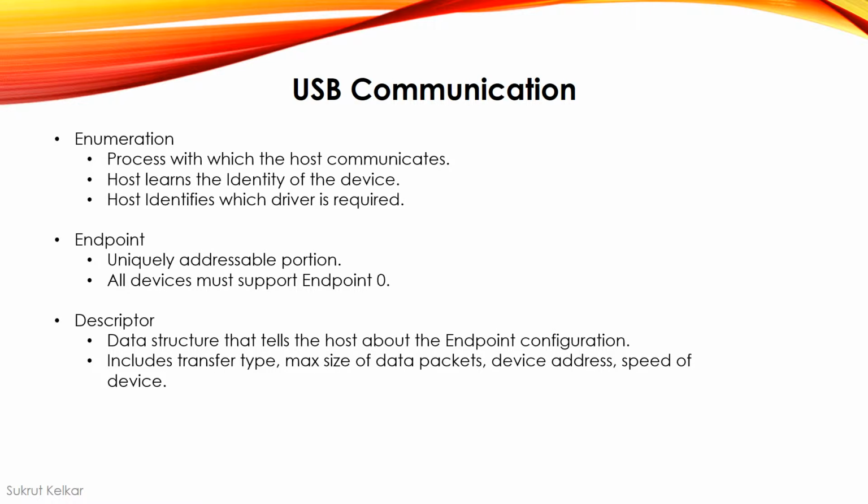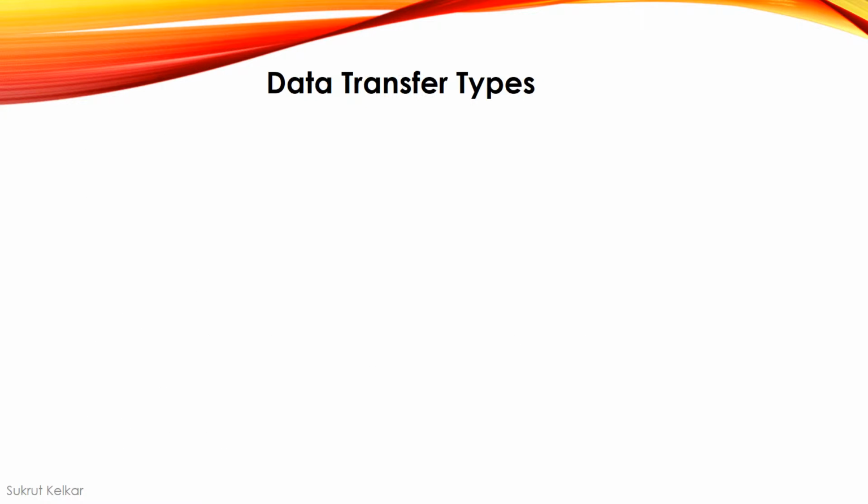When establishing communication with the peripheral, each endpoint returns a descriptor. The descriptor is a data structure that tells the host about the endpoint's configuration and expectations. The descriptor includes transfer type, maximum size of the data packets, device address, and speed of the data device. Frames. Frames are series of bit times.